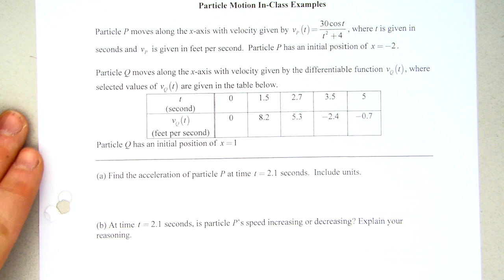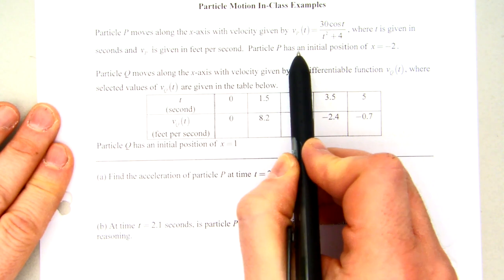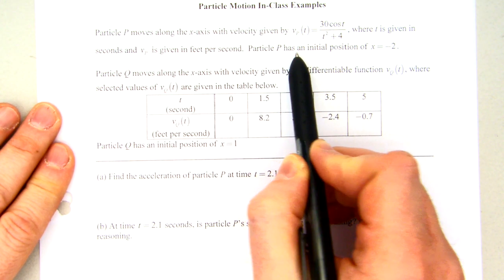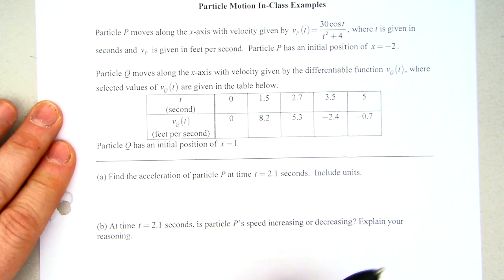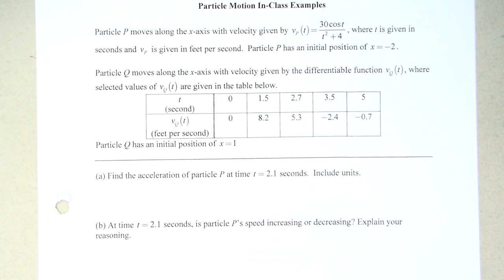You've got two particles. Particle P, I'm giving you the velocity right over there, we've got a formula. Actually, how about you take a moment, just get that stored in Y1 on the calculator. Q, we just have a table of values for that. Okay, well, we'll deal with that when we get there.